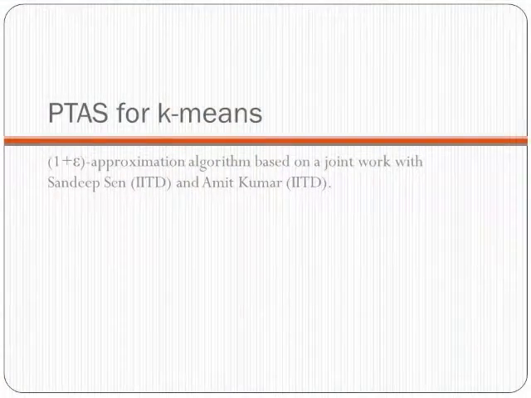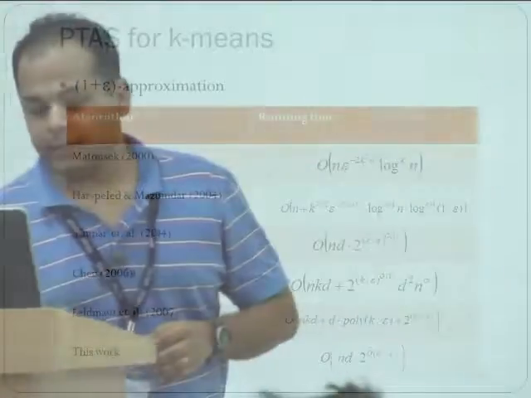Okay, so with that, I want to switch to another result about clustering, which is joint work with Sandeep Sen and Amit Kumar at IITD. What we wanted to do in this particular work was to see, this k-means plus plus sampling based algorithm is very simple and very nice. Can we use the ideas from this simple sampling algorithm and extend it to construct 1 plus epsilon approximation algorithms for the k-means clustering problem? That was the basic idea.